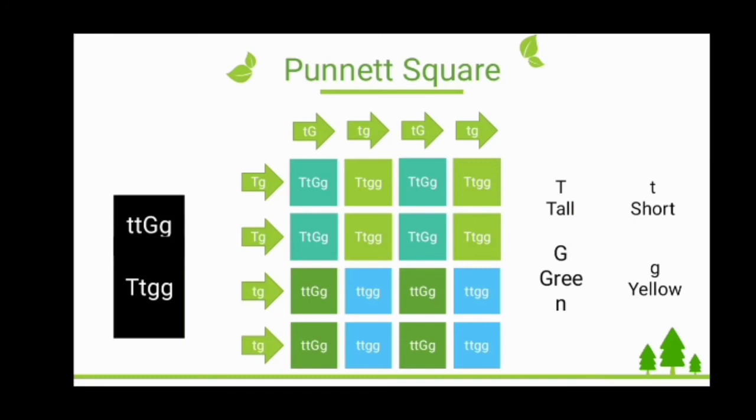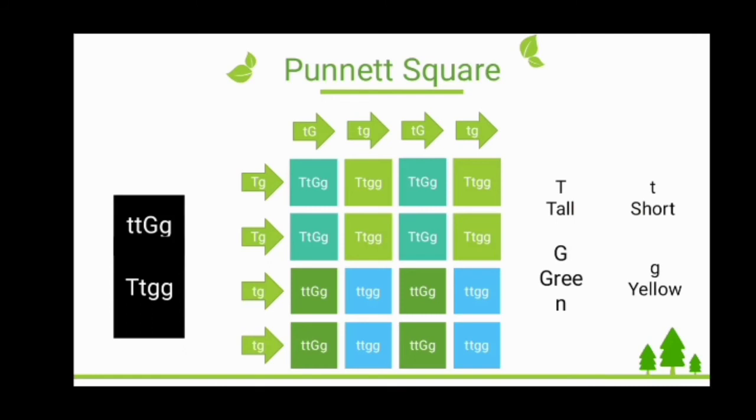So, on the top of the Punnett square, meron tayong little t at big g, little t at little g, little t at big g, and lastly, little t at little g. Tapos, gagawin natin ulit yon sa second parent on the side of the Punnett square. So, meron tayong big T at little g, big T at little g, little t at little g, and lastly, little t at little g.